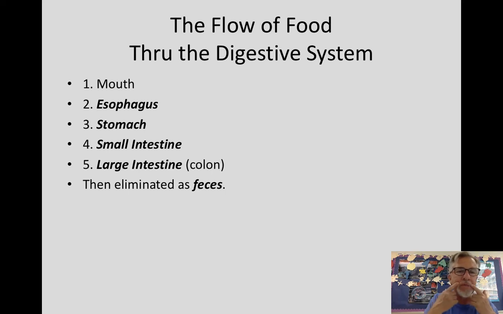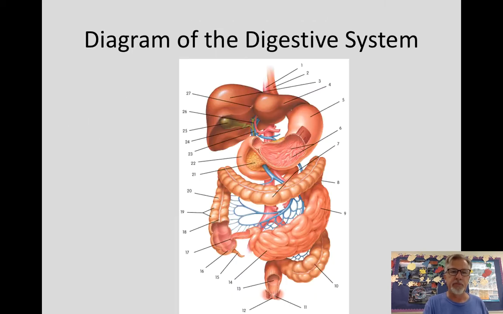Now, the flow of food through the digestive system is as follows. It begins in the mouth, then it travels down a long tube called the esophagus to the stomach. Then it sits in the stomach for a while, and we'll discuss later today what the stomach does. And then it passes into the small intestine, and then into the large intestine, which is also known as the colon. And then from there, it is eliminated as feces. So what we want to do today is get a look at these parts and sort of figure out how to identify them, and then start to talk about how this whole process of digestion happens.